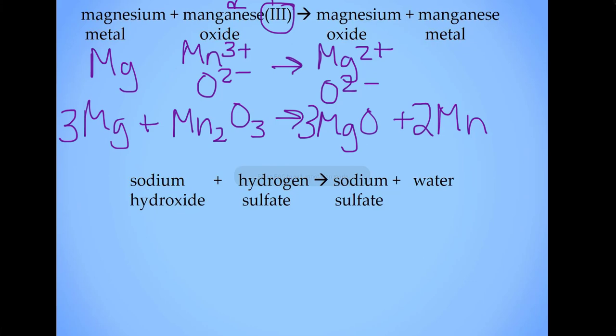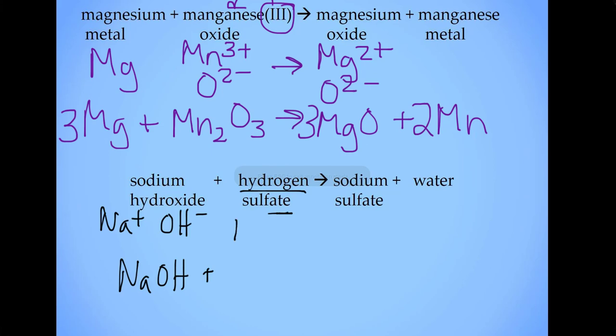So again, use oxidation numbers. So we have sodium hydroxide. So sodium is a +1. Hydroxide is a -1. So I can just stick that together. NaOH. And I'm going to add it to hydrogen sulfate. Now remember, if it ends in an ate, that is a polyatomic ion. So hydrogen ion is a +1. And sulfate is SO4. And it's a -2. Okay, so how do I put that together?